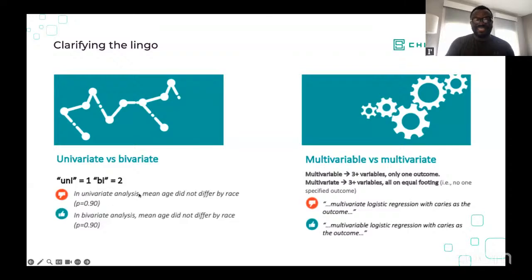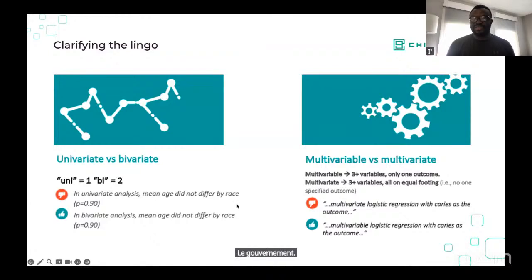So univariate, this is an absolute no. In univariate analysis, mean age do not differ by race. This is wrong language because you are looking at two variables, age and race. Once you have two variables, that is no longer univariate. That is bivariate. A univariate analysis will be saying, oh, the mean age was so. But once you now start comparing the mean age by other things, that's no longer univariate, it's bi. Bi 2, uni 1. So the correct language would be in bivariate analysis, mean age did not differ by race.